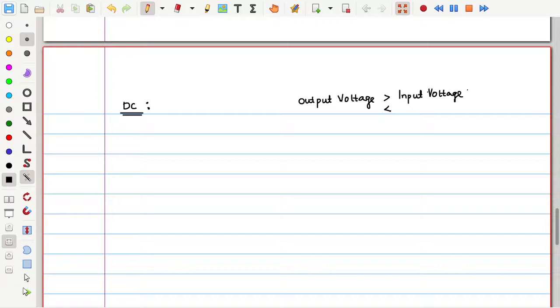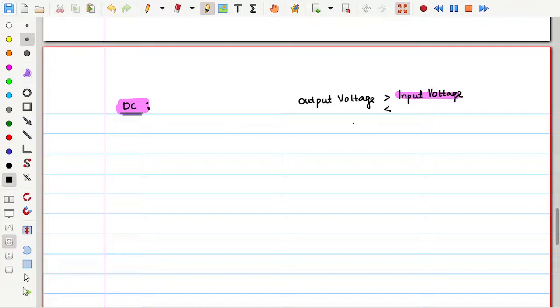So what is available for us is the input, but our requirement is greater than the input or less than the input. Now, how can I achieve these desired output features in the DC system? By using certain converters. We will not call it a transformer here.